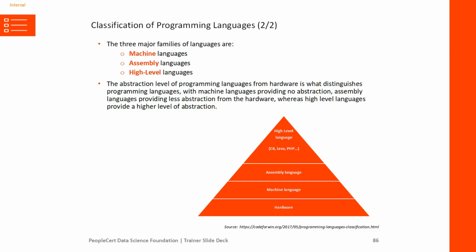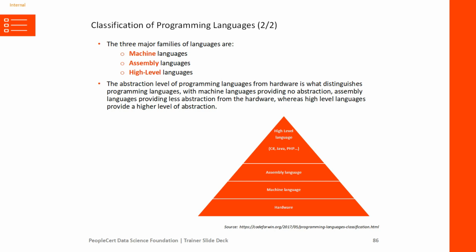Now let's talk about the classification of programming languages again. As we said, there are three main families. One is the machine languages, second is assembly languages, and third is high level languages, right? So we have already seen this in the last slide.